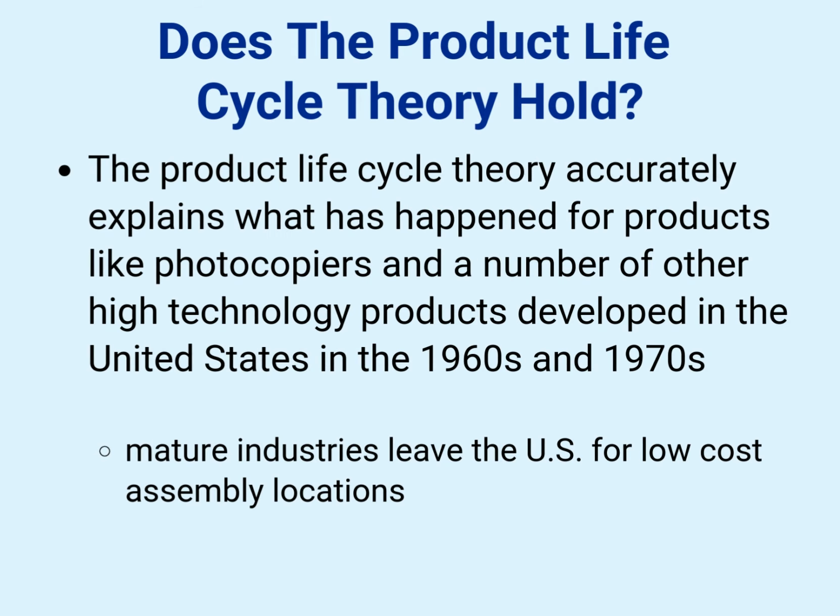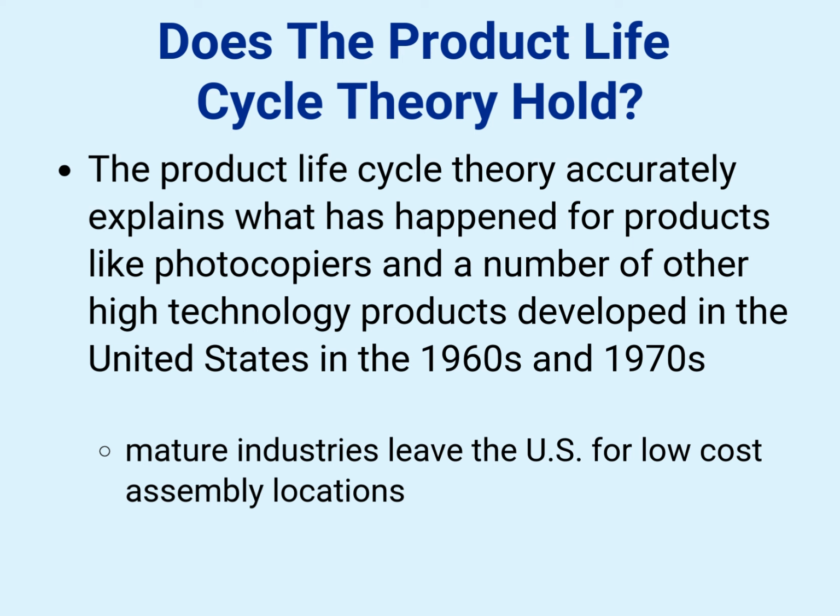The product life cycle theory has proven its accuracy in explaining many real-world events. For example, in the 1960s and 1970s, high-tech products like photocopiers were developed in the US. Initially, they were produced and consumed mainly in the US, but as these products reached maturity, production gradually shifted to lower-cost assembly locations overseas.